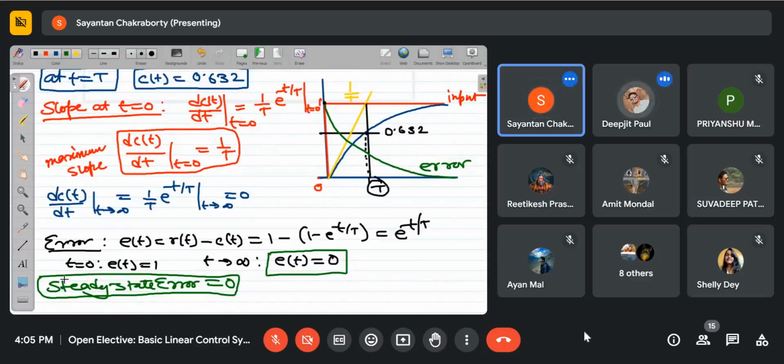Okay, sir. Understood. And the thing is that sometimes it happens that it doesn't reach, you do not know whether it will reach the actual input value or not.